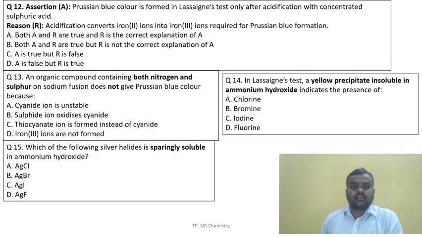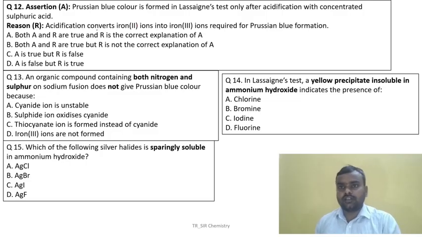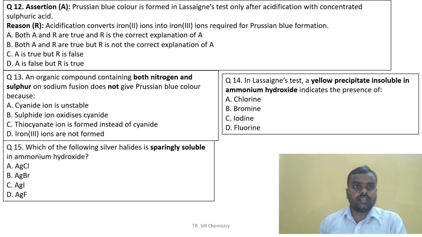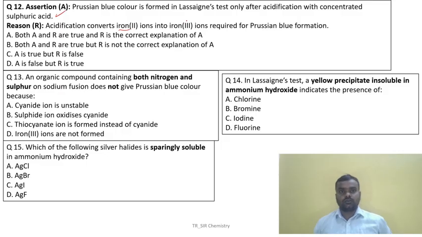Now 12th question. Assertion: Prussian blue color is formed in Lassaigne's test only after acidification with concentrated sulfuric acid. Correct, right? First it will form Fe2+, so we have to convert it into Fe3+. So the assertion is correct. Reason: acidification converts iron 2 to iron 3 for the Prussian blue formation. Yes, so both are correct statements, and the reason is the correct explanation.